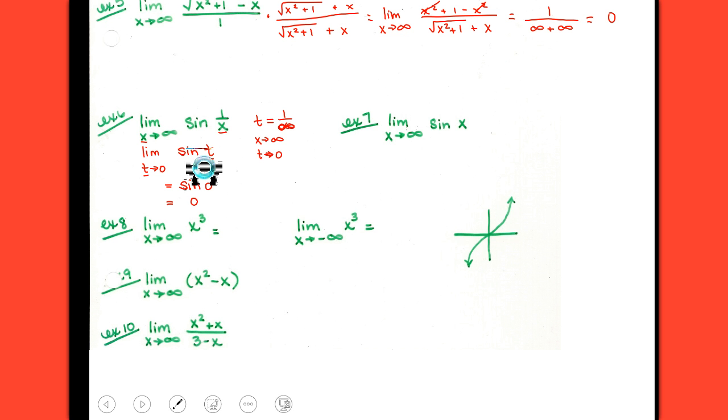All right, look at example 7. Example 7, we've got the limit as x approaches infinity of sine x. If you think about what the sine curve looks like, here's our sine curve, and as x is going to infinity, as x gets larger and larger and larger, what one value is that limit coming to? Well, it's not. It's constantly going back and forth, positive 1, 0, negative 1, 0, positive 1, 0, negative 1. It's not settling on any one particular value.